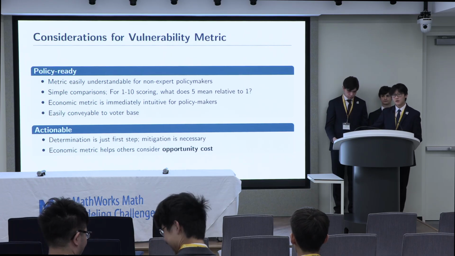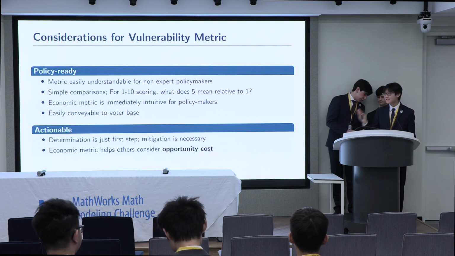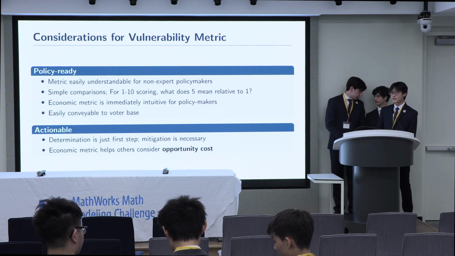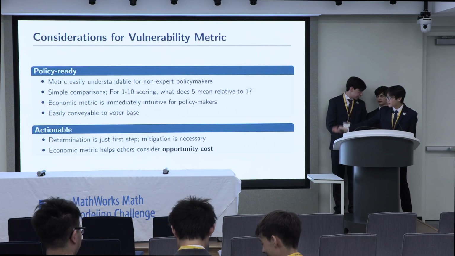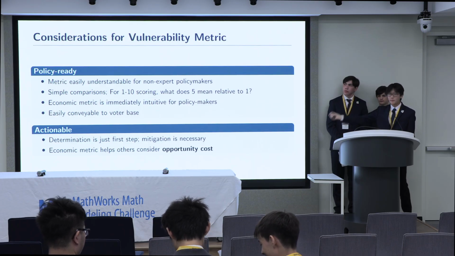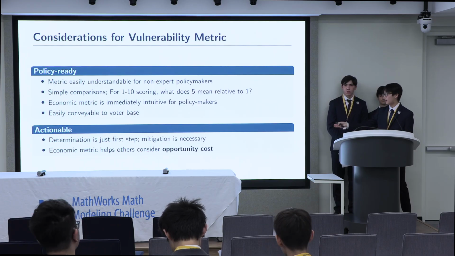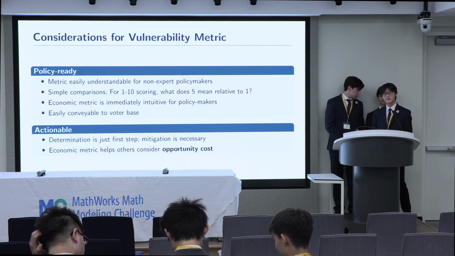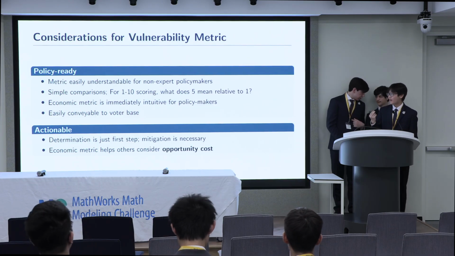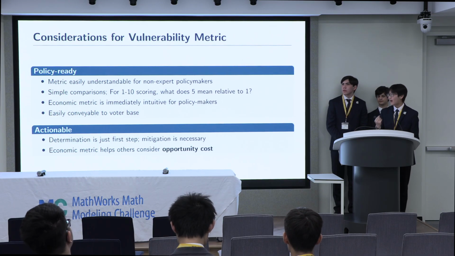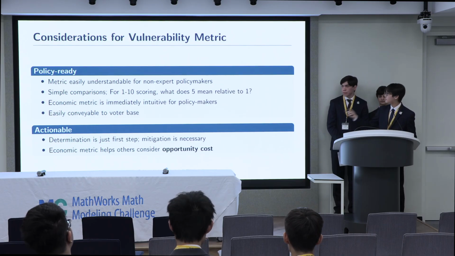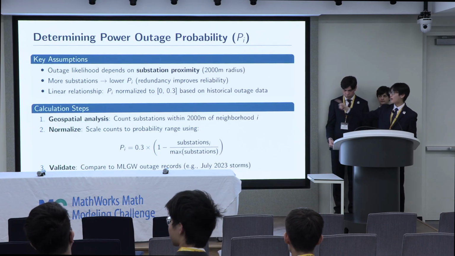Secondly, on being actionable. Later, we use this data to place emergency centers within Memphis, Tennessee to protect the most people. We think that an economic metric is intrinsically linked to opportunity costs. Let's say an emergency center costs $2,000, but it could potentially protect $5,000 worth of economic damage. This helps government policymakers actually consider the weight of their actions and also to consider the optimal allocation which we'll later present. So firstly, on determining the power outage probability.